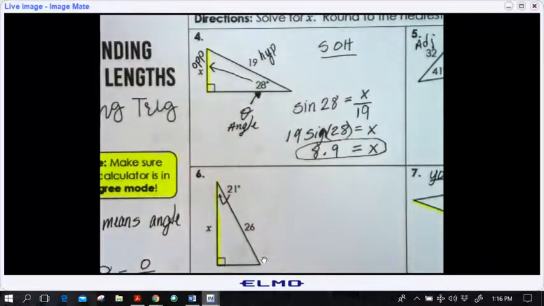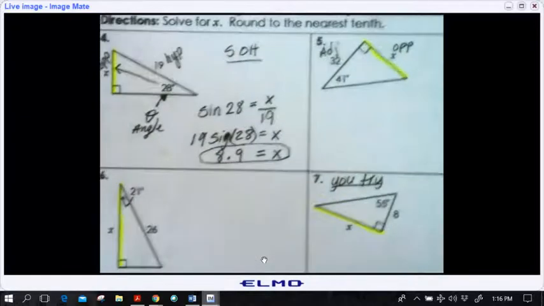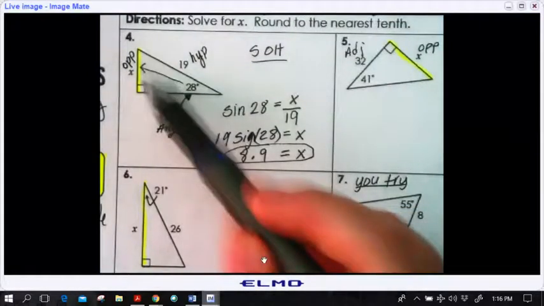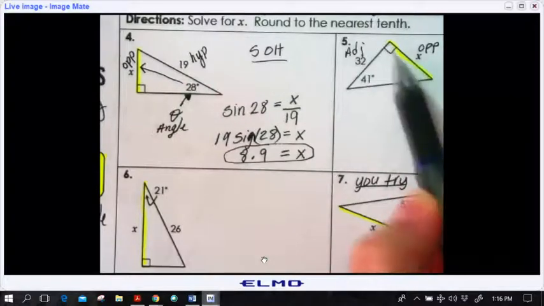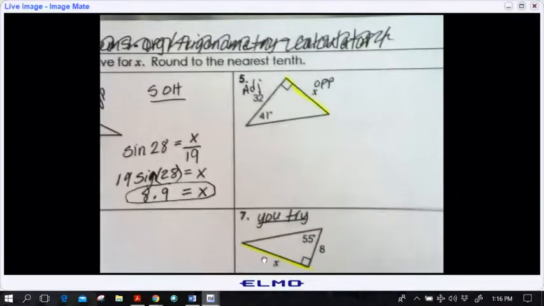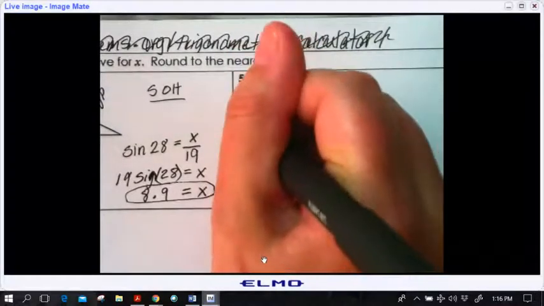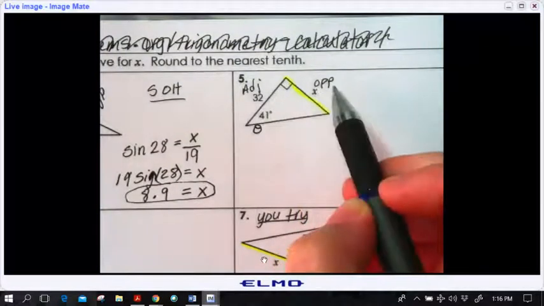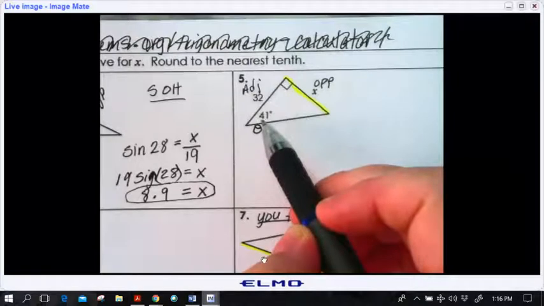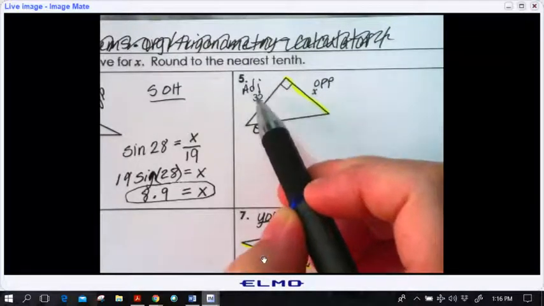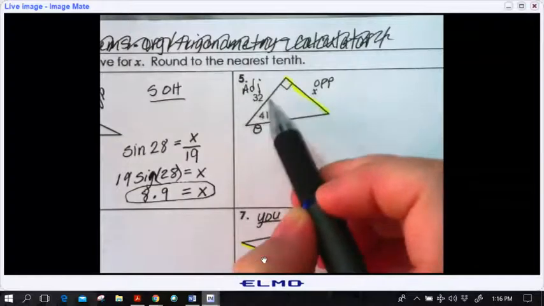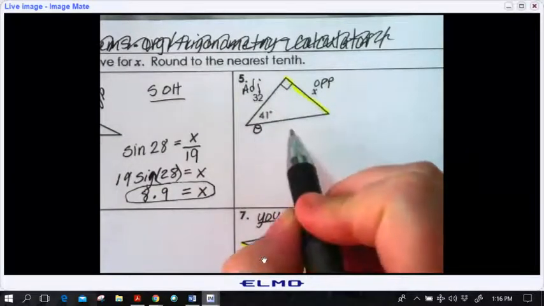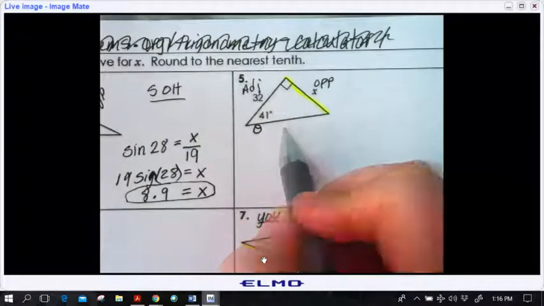Let's take a look at number 5. So if you notice, I have highlighted in yellow the missing side length. So wherever the x is, I've highlighted. Okay. So for number 5, my theta is 41. So there's my theta. I know that the x is opposite of that angle measure. And I know that the 32 is the leg touching this angle. This over here is the hypotenuse, remember, because it's opposite the 90-degree angle.